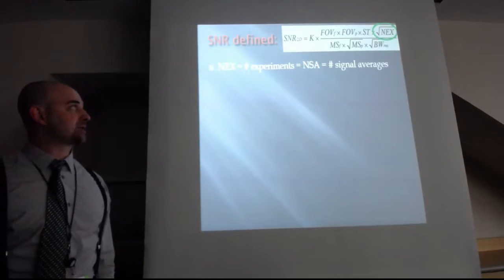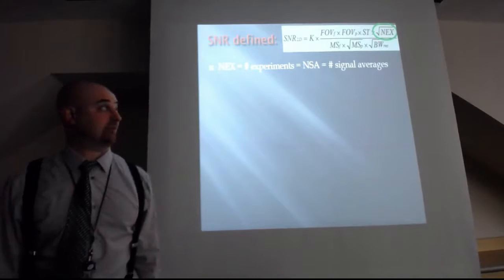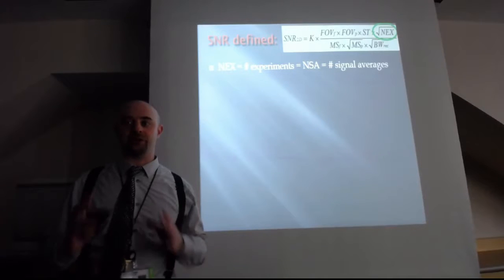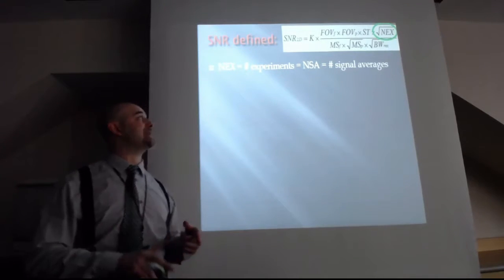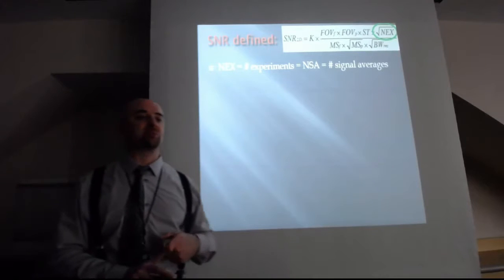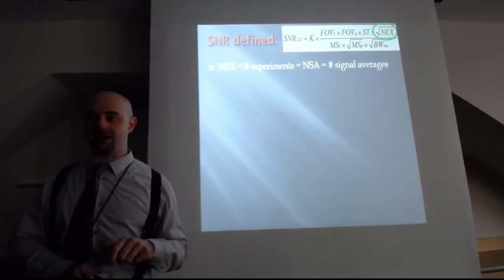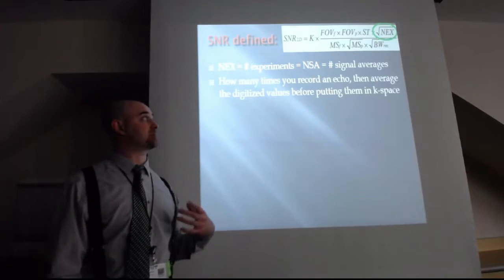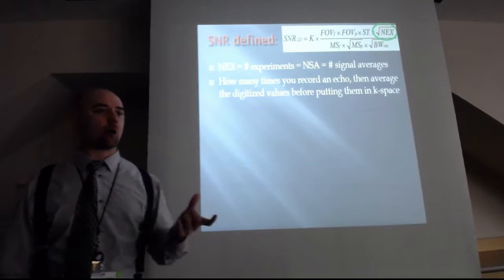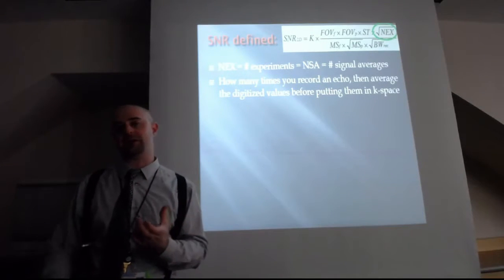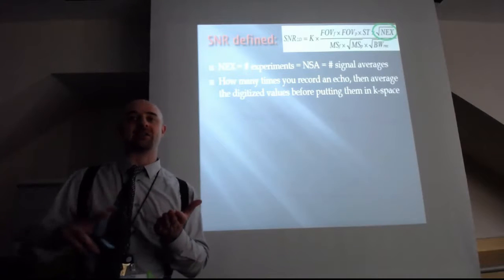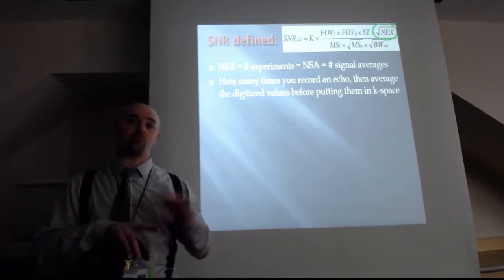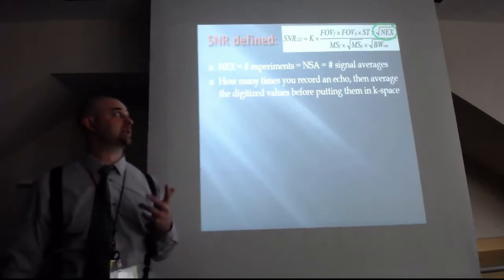Okay, now let's talk about the next. This one's a little less obvious, and there are some different terms. I like to try and bring you up to speed on what the different terms are that are interchangeable. Here, NEX stands for number of experiments, and is the same thing as NSA, which is the number of signal averages. So you could see any of those 4 terms in any textbook, and they all mean the same thing. That's how many times you're going to record an echo, if we're talking about a spin echo sequence, at a certain phase encoding step, and then average it together before putting it into K-space as a line in K-space.